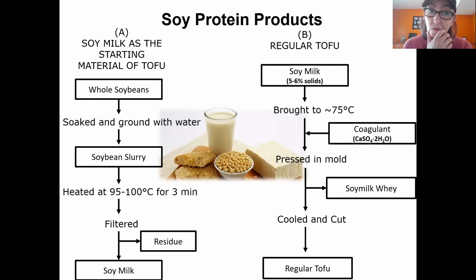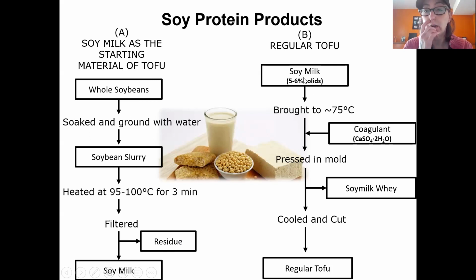And then here, for the processing of soy, you can produce soy milk, which could be a starting material for tofu. You get the soybeans, they're soaked, and ground with water. You get the slurry, which gets heated. It's important to heat as a kill step and also for inactivating trypsin inhibitor. And then filtration, you get the okara or the residue, and then you get soy milk.